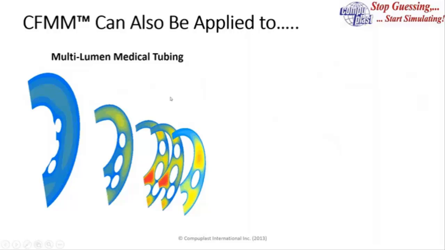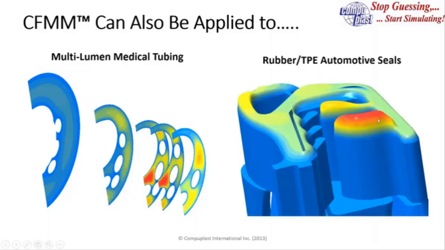And this same approach can be applied to multi-lumen medical tubing, using the exact same method, and even to rubber and TPE extrusion for automotive seals. We've also applied the same method for that.